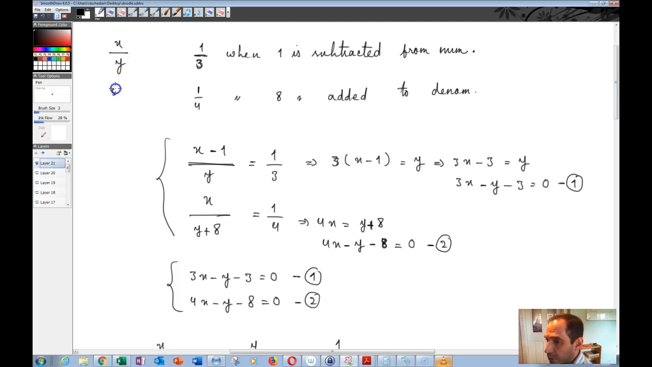Your fraction is actually 5 over 12, because x is equal to 5 and y is equal to 12. Now if 1 is subtracted from the numerator, that would be 5 minus 1 over 12, which is equal to 4 over 12, which is equal to 1/3, right? And if 8 is added to the denominator, that would be 5 over 20, which is equal to 1/4. So both of them are actually correct.